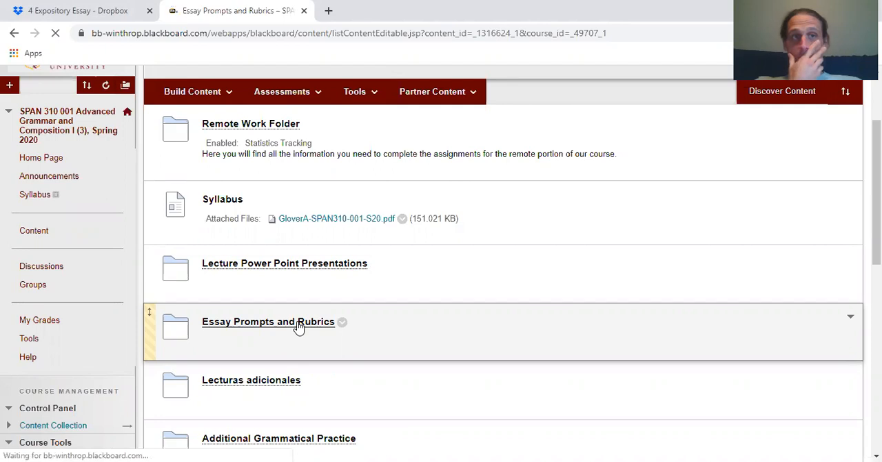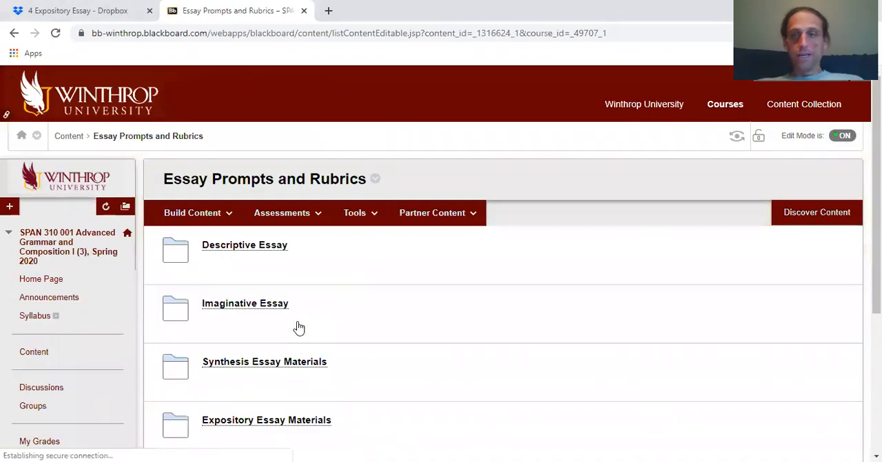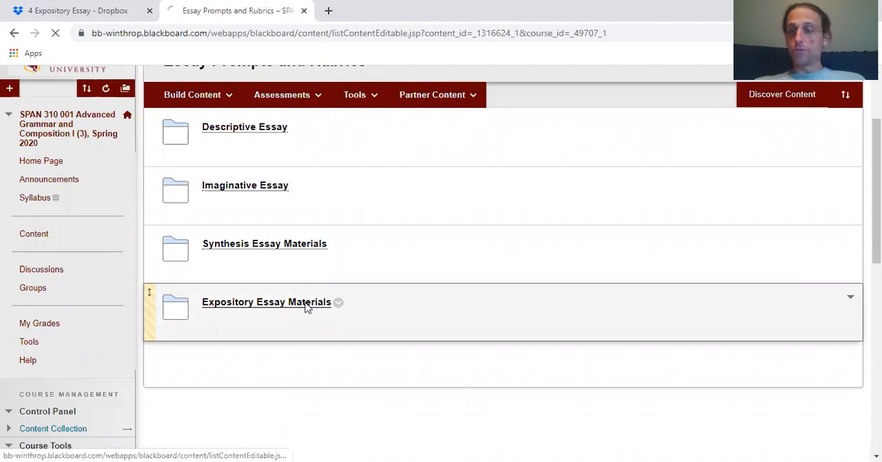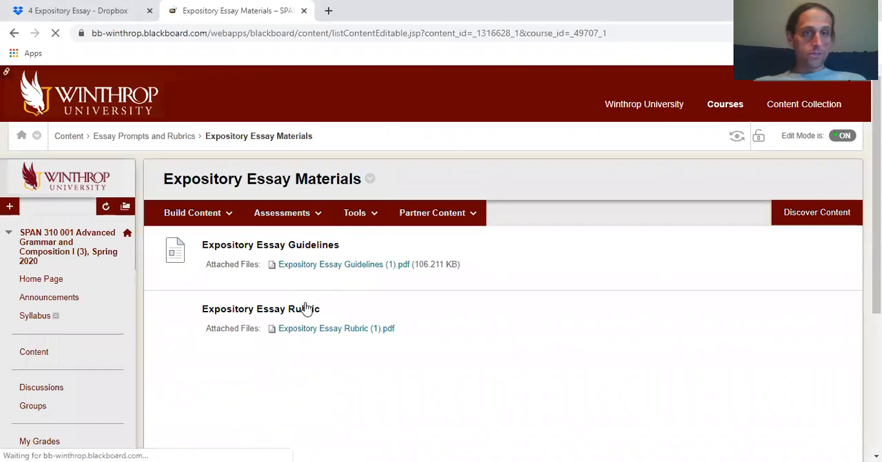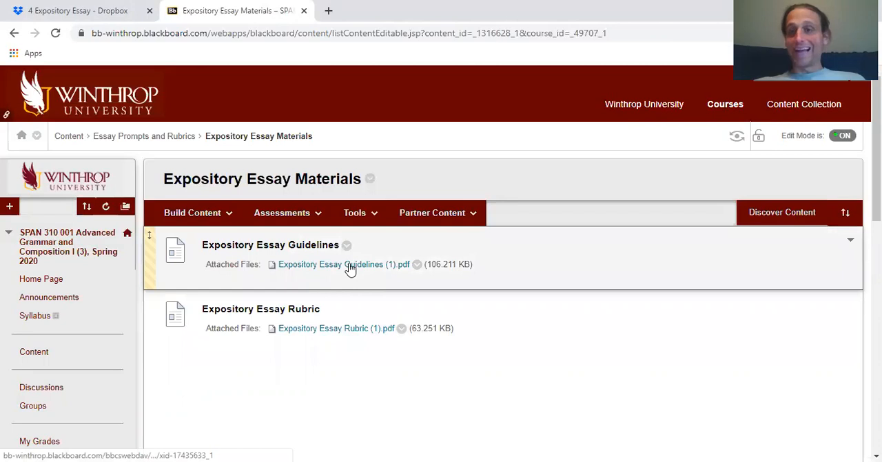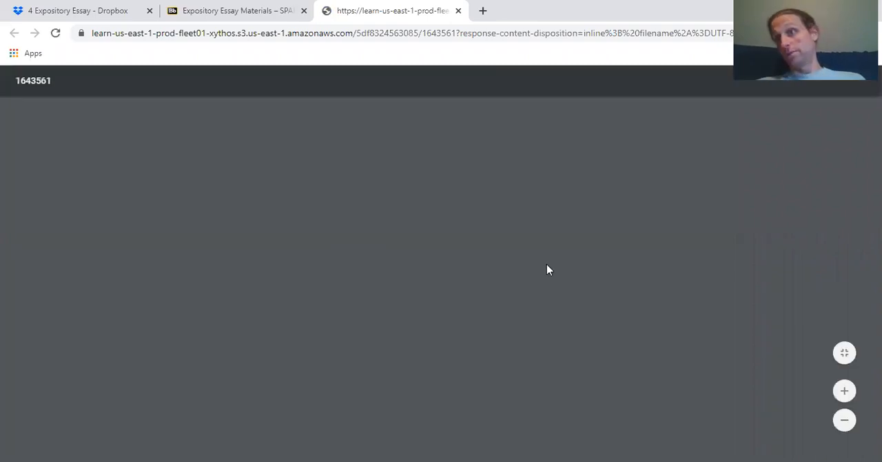And then if my internet works, yes. Navigate down to the fourth folder, Expository Essay Materials. In the fourth folder, assuming it opens, you will find two documents. The second is the rubric. I'll let you look at that on your own. If you have any questions about it, though, please feel free to let me know. The first document is the guidelines, and that's what I want to look at with you briefly. Again, assuming it opens. It did.